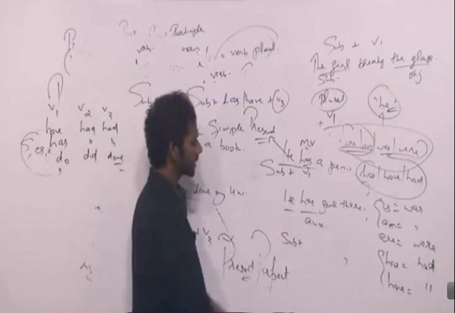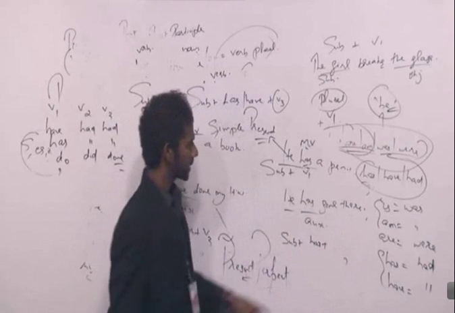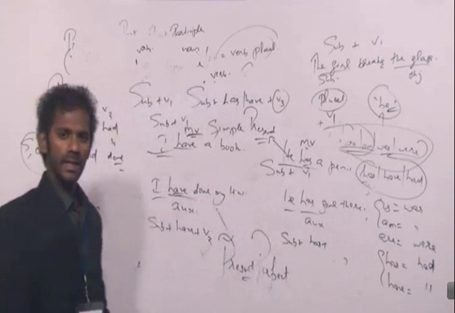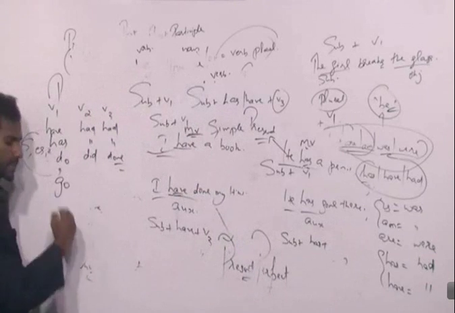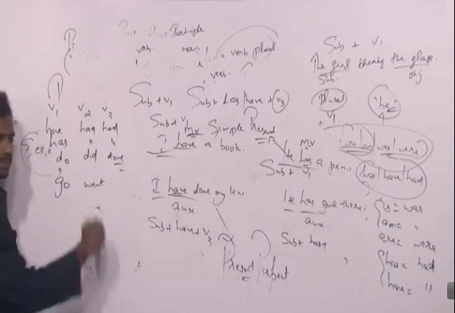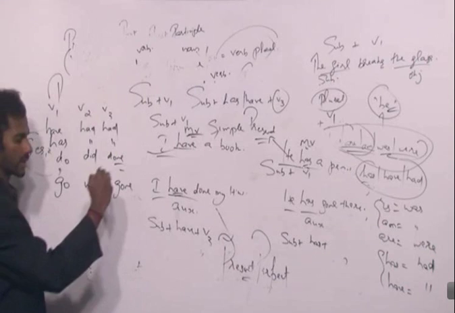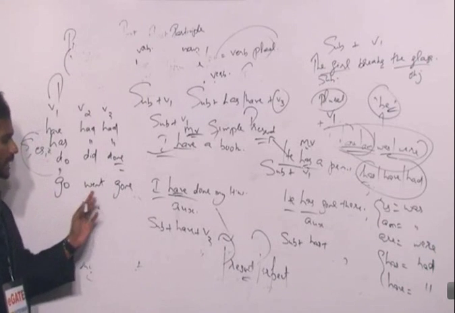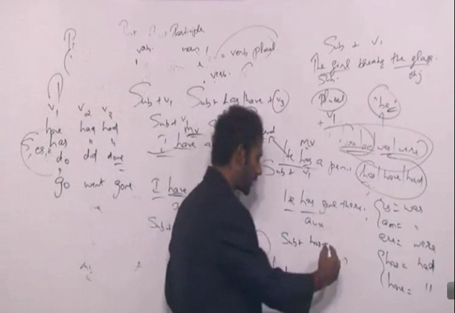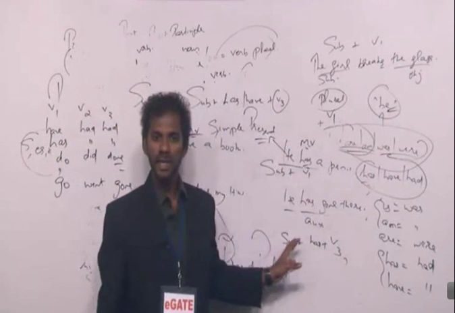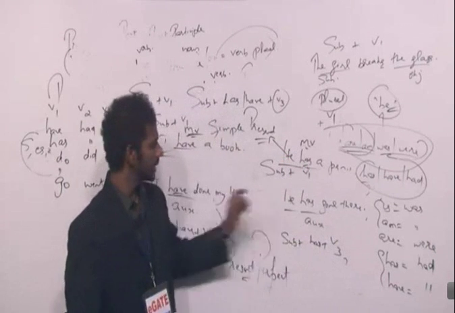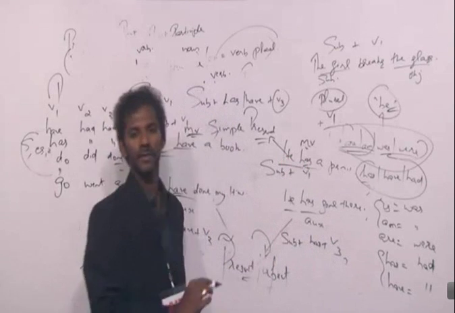Plus. Has is the auxiliary verb. Plus. Gone. Gone is V1 or V2 or V3? V1 is go, right? V2 is went, and V3 is gone. So go, went, gone. So this sentence is in the order subject plus has plus V3. And subject plus has plus V3 is the rule of which category? Present perfect. So I can say this sentence is in the present perfect tense.